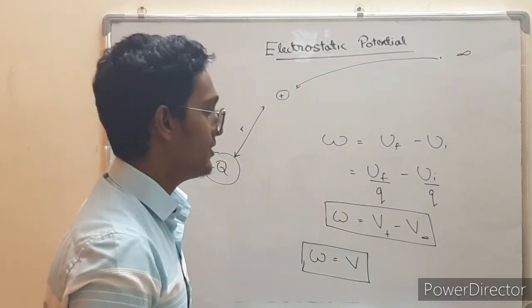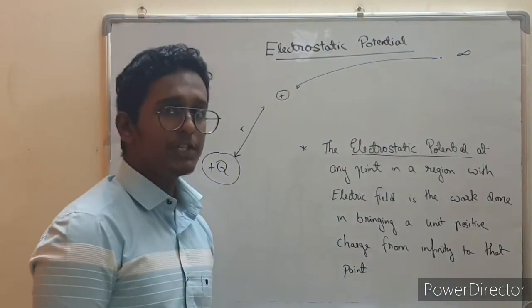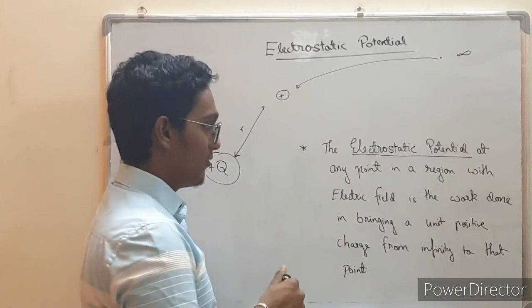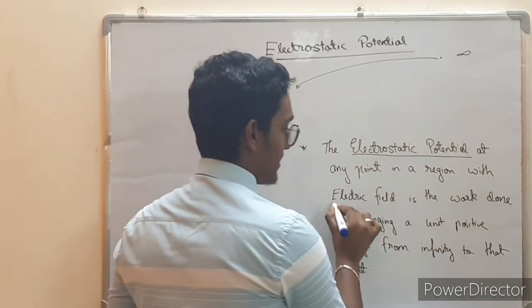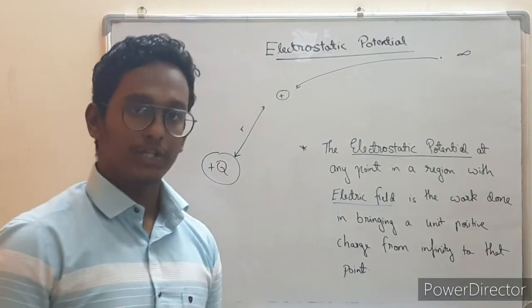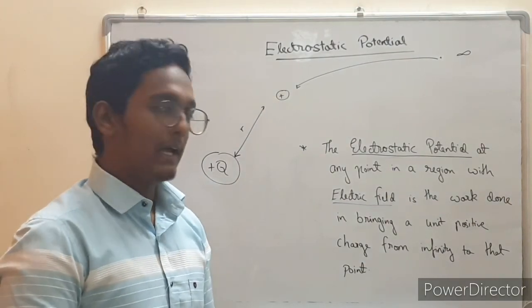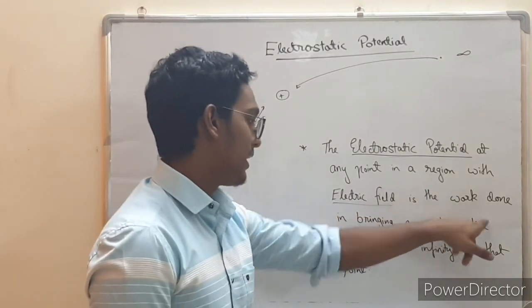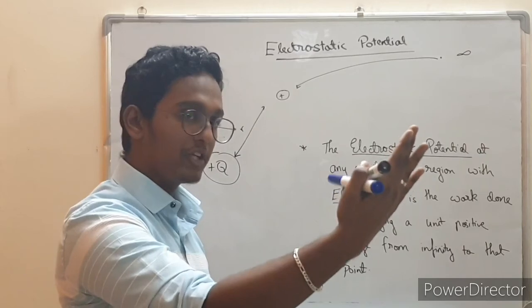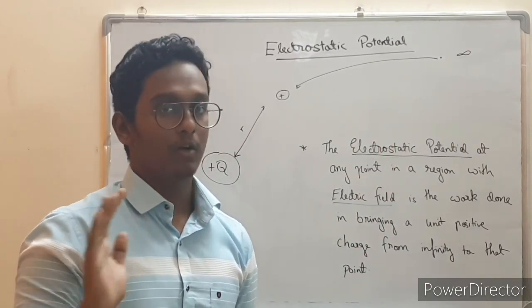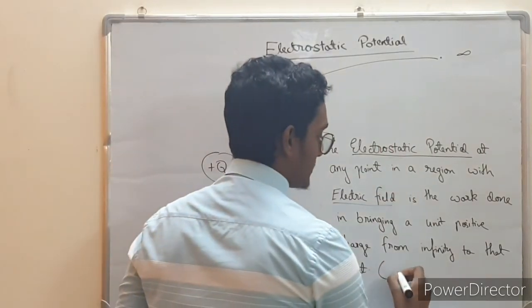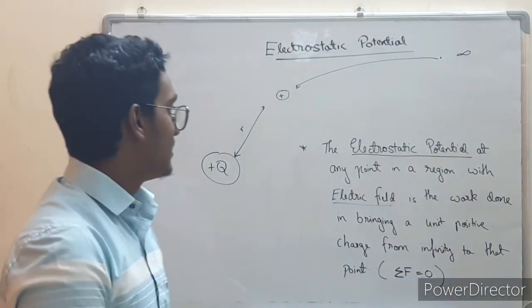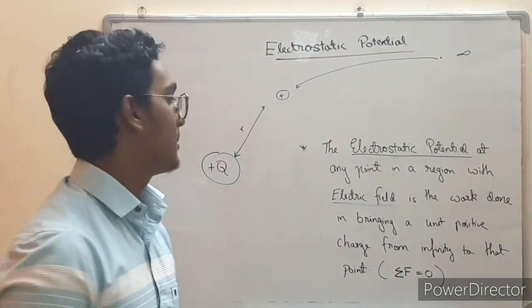I'll write down the definition. The electrostatic potential at any point in a region with an electric field, that is, there must be something to oppose the force, then only the potential would build up. If there was no force, and you're just pushing, there's no potential required. So the electrostatic potential is the work done in bringing a unit positive charge from infinity to that point, and make sure it should not have any acceleration. With zero acceleration, that is, sigma F equals 0. This is the condition. So this is electrostatic potential.